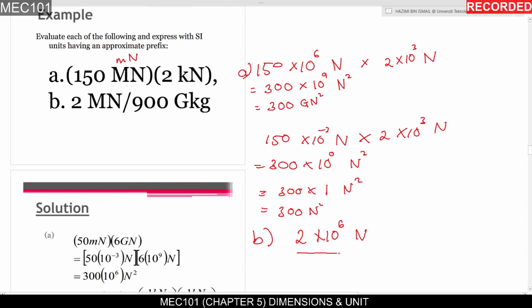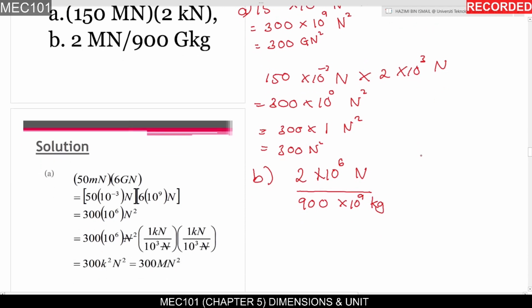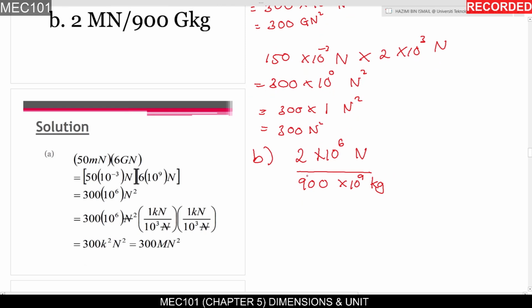Okay, over 900 giga means 10 to the power of 9, the prefix giga, kilogram. So this will be 2 over 900 times 10 to the power of 6. When you divide, it will be minus 9. Newton per kg, so it will be Newton kg to the power of minus 1.